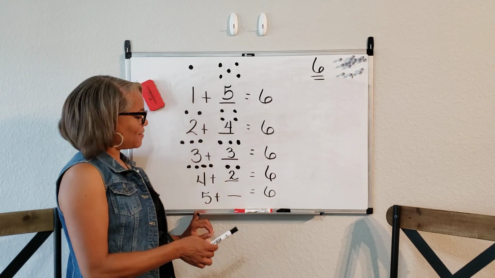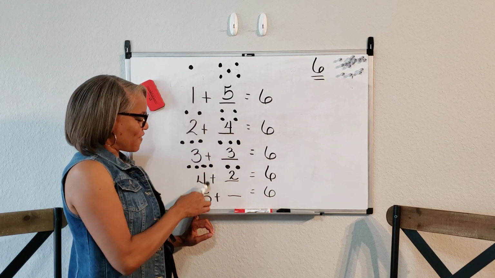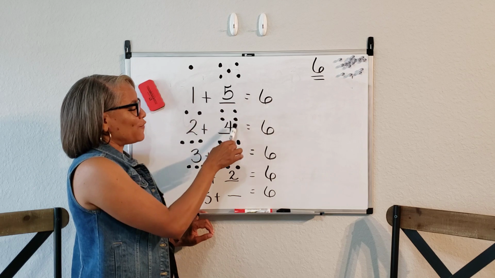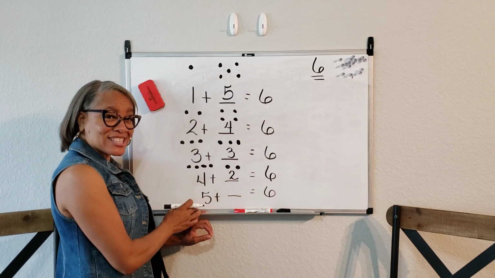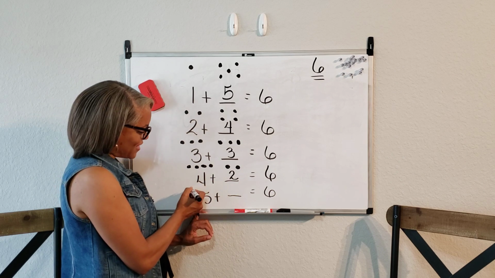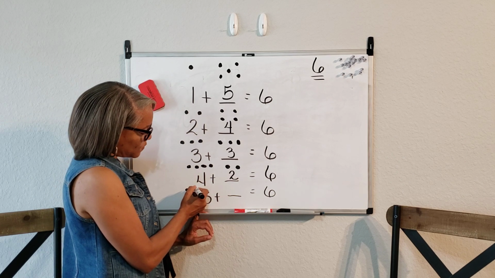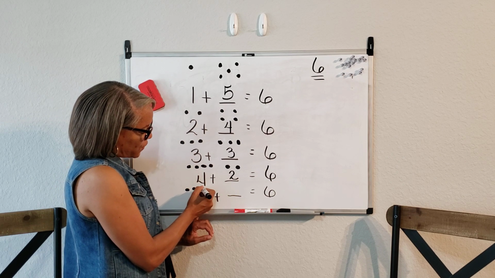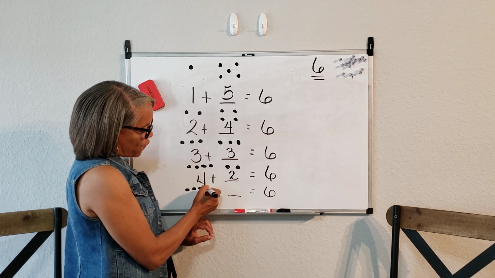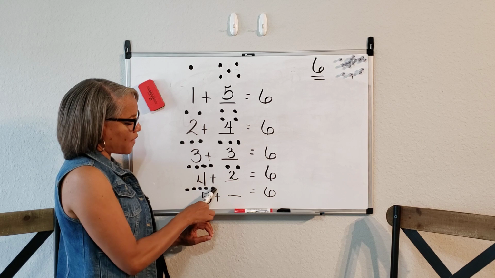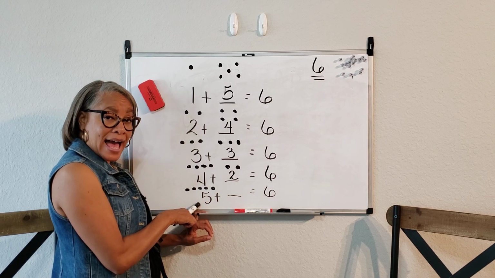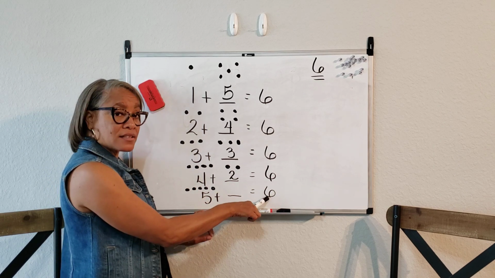Do you guys see the pattern? 1, 2, 3, 4, 5. 5, 4, 3, 2. We're counting backwards. Okay, so how many dots are we going to draw over here? 5. Good. 1, 2, 3, 4, 5. Does that represent our addend? Of course. How many dots do we need?